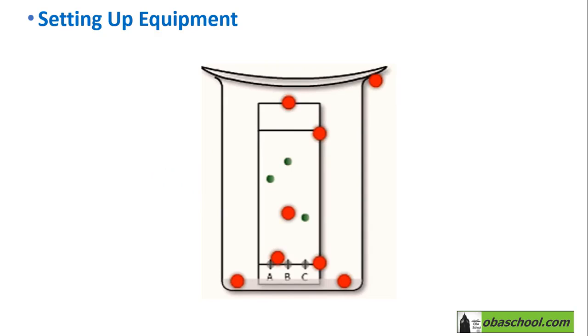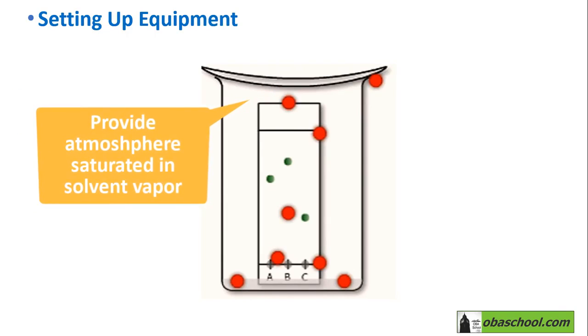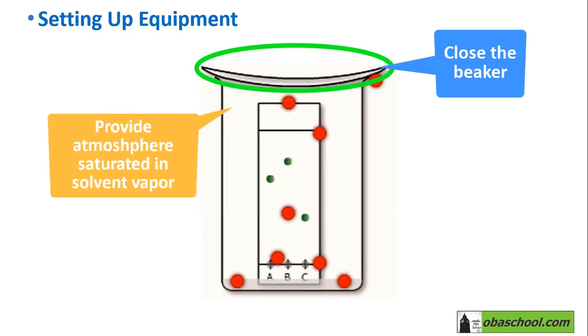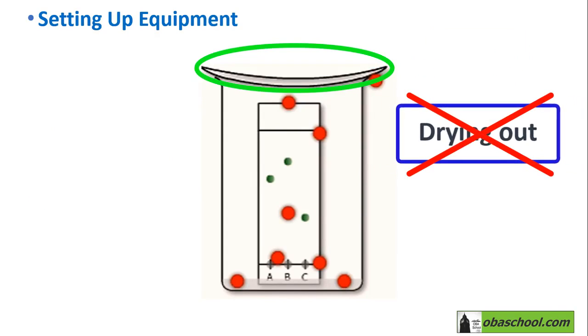And the last important thing is that we must always provide an atmosphere that is saturated with solvent vapor. What do we mean by that? It means that we should close the beaker as much as we can. In this way, we prevent the plate from drying out. And this is important in order to get clear and nice results.